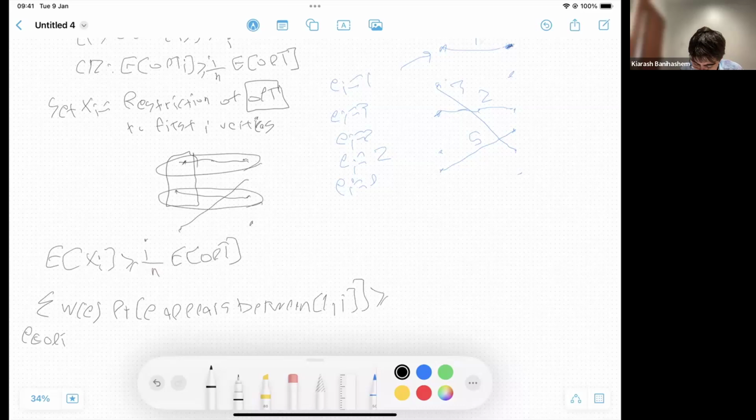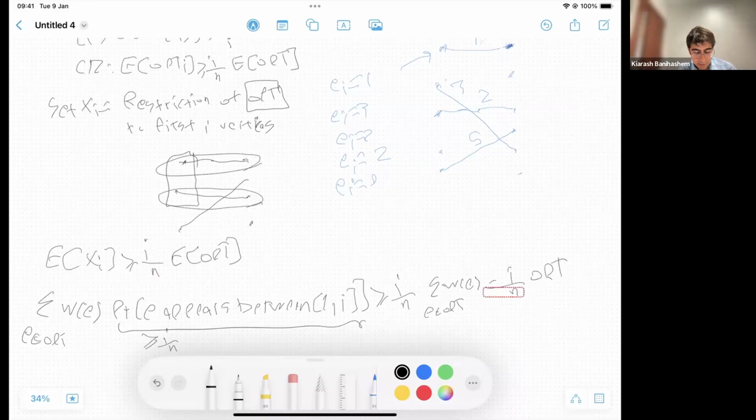This probability is going to be bigger than I over N. So this is going to be bigger than I over N times the sum of W of E, over E in opt. This is basically I over N times opt, right? So this restriction xi is always going to be at least I over N times opt. But I also know that this restriction is always a matching, because if I take any matching and take a subset of it, it's still a matching. It's like a downward closed property.